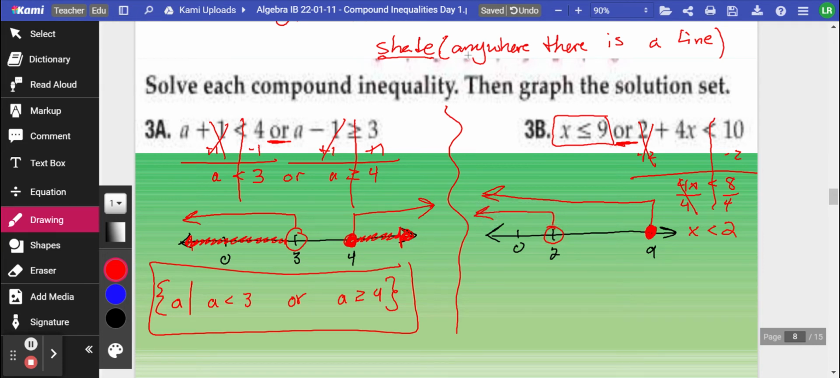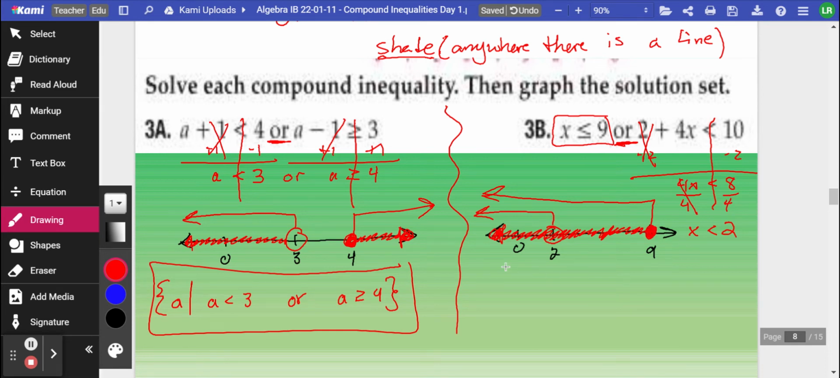Well, where do we shade? Anywhere there is a line. So there's a line from that 9 all the way over. And I want you to notice that the 2 gets covered in the shading. So 2 is actually one of the solutions now because it gets covered by the shading. Okay, so my answer actually only has one endpoint.